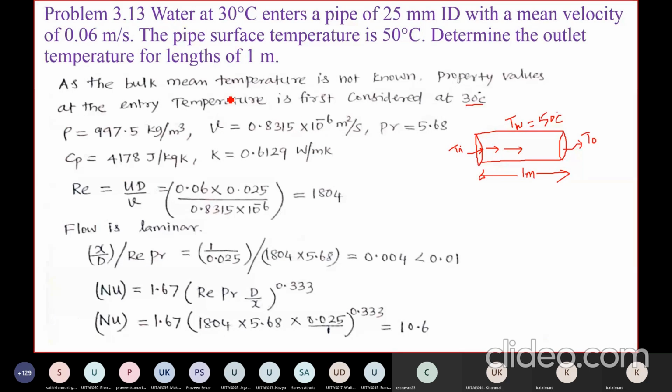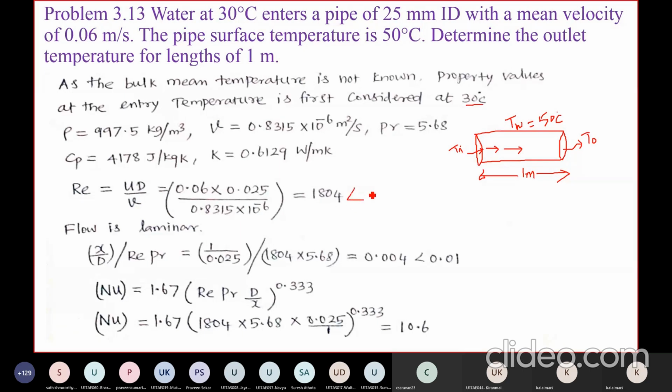Here the working fluid is water. Therefore, we have to take the properties of water at 30 degrees Celsius. Once we take the properties, we have to find the Reynolds number, because based on the Reynolds number we can identify which type of flow it is. Reynolds number is equal to UD divided by kinematic viscosity. U is 0.06, the diameter is 0.025, divided by the kinematic viscosity 0.8315 × 10^-6. We get the Reynolds number as 1804.